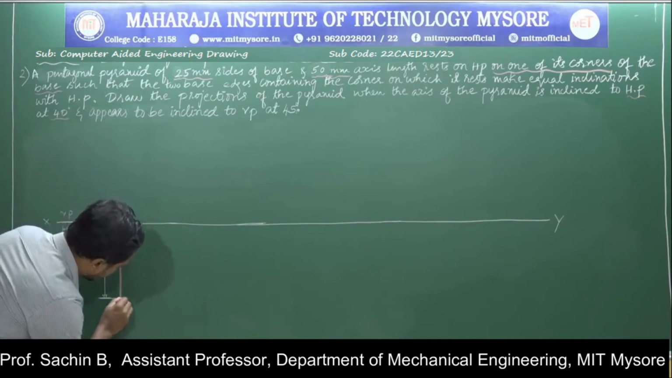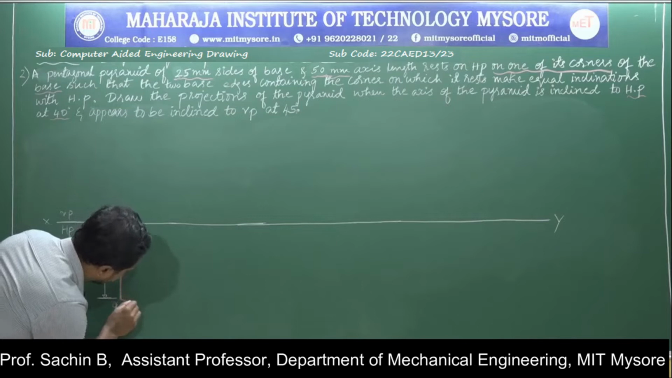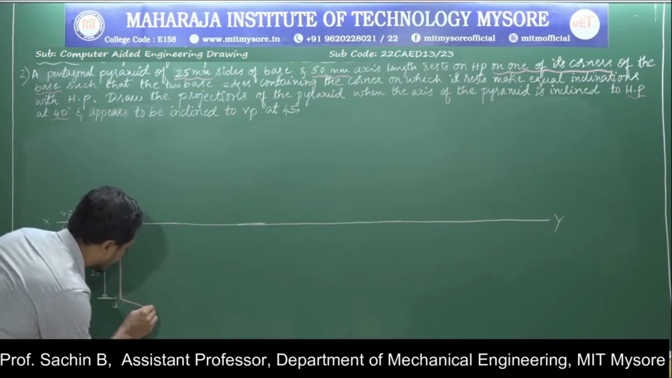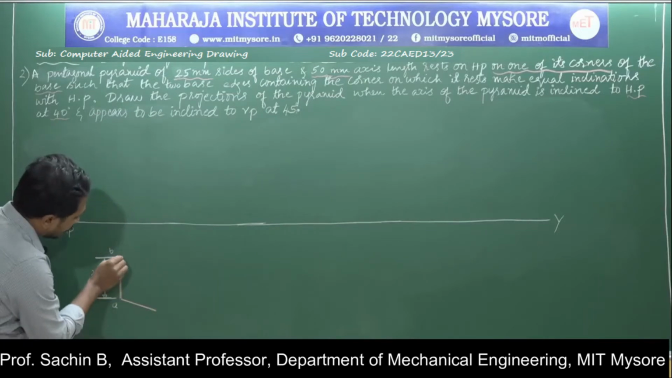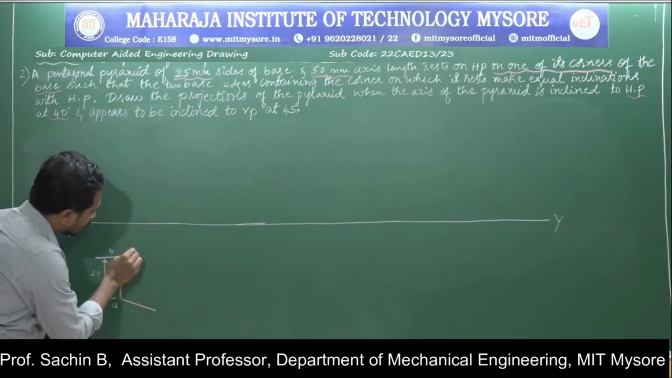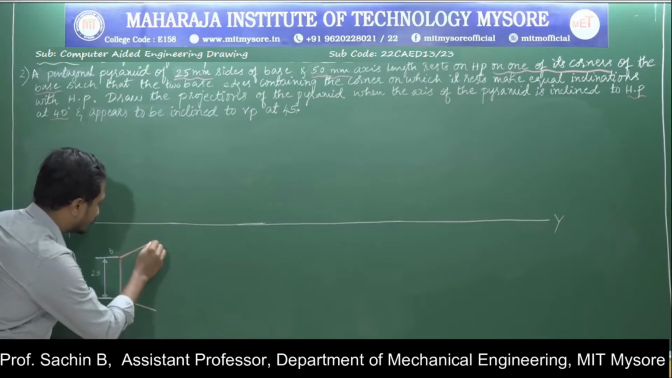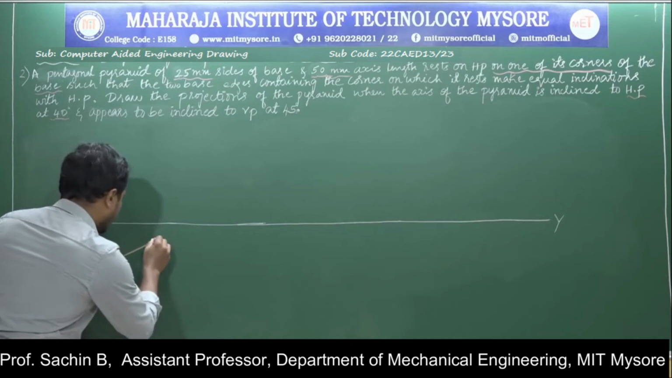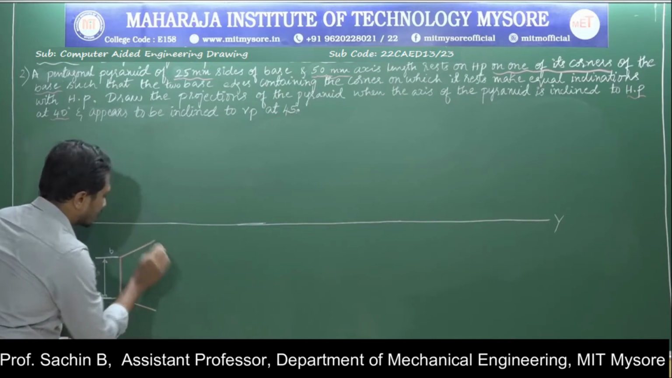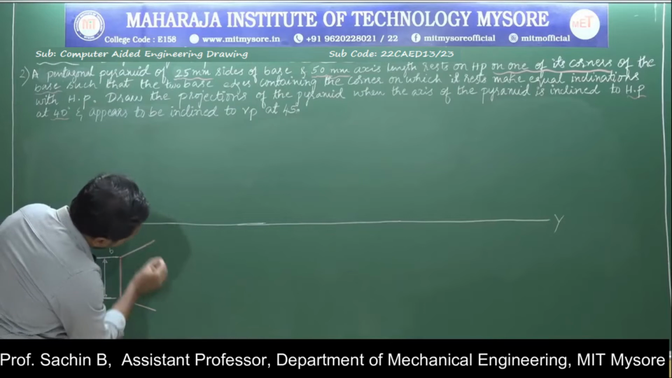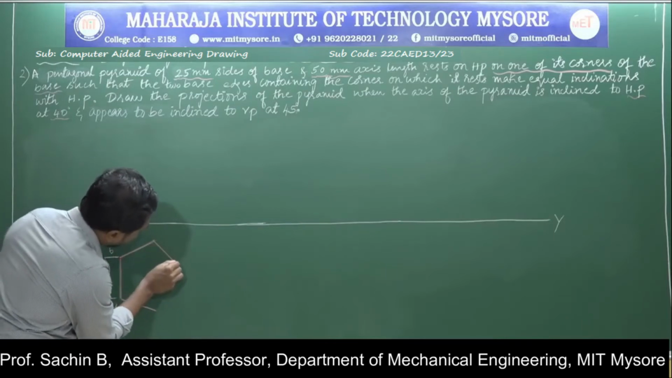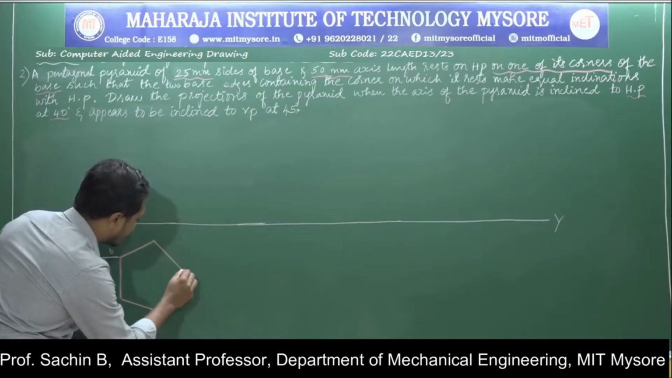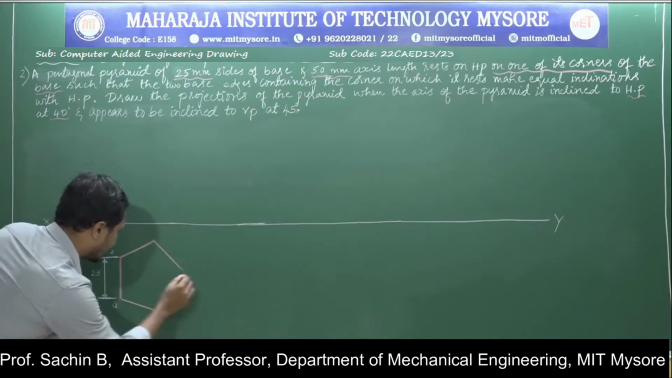Now I am drawing this line inclined at an angle of 72 degrees with the same dimension of 25 mm sides. Again, one more edge I am representing here with the same dimension. Next, to construct the other point, we can use the compass by measuring the sides. You can do that.